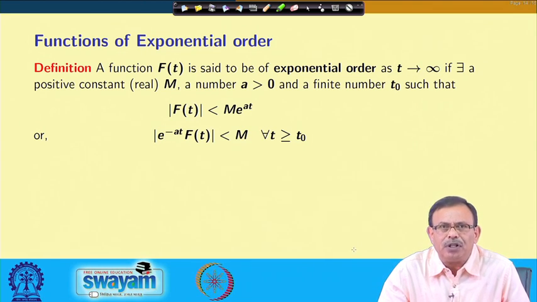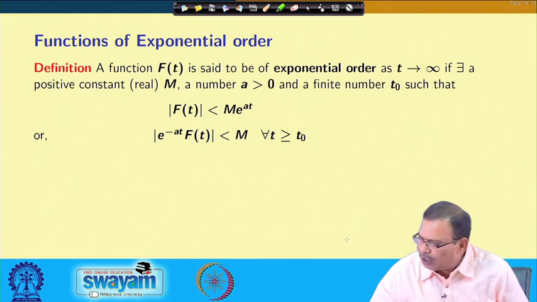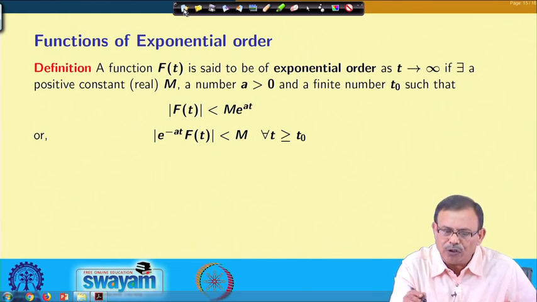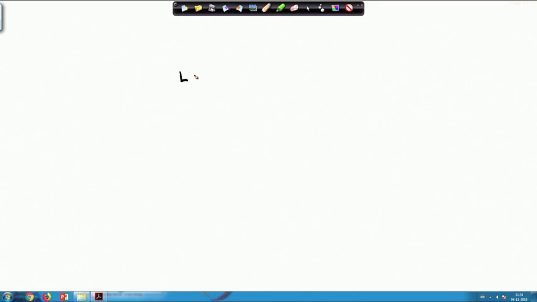So, please note that the absolute value of e^(-at) f(t) must be less than M for t greater than t0, then we say that the function is of exponential order. Sometimes we write this in this way also: the limit as t approaches infinity of e^(-at) times f(t).